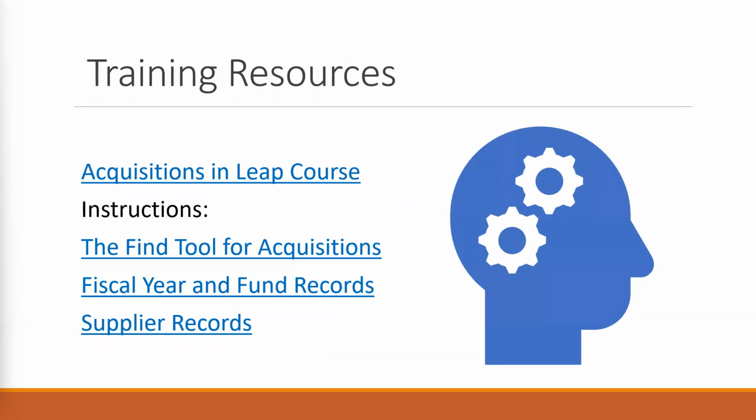I have included in the slides that I'll be sending out to you a link of resources. This includes the link to the acquisitions in LEAP course and the link directly to the pages on the CCS website for the Find tool, fiscal year and fund records, and the supplier records. Are there any questions about what I've covered so far? You can type it into chat or unmute yourself.